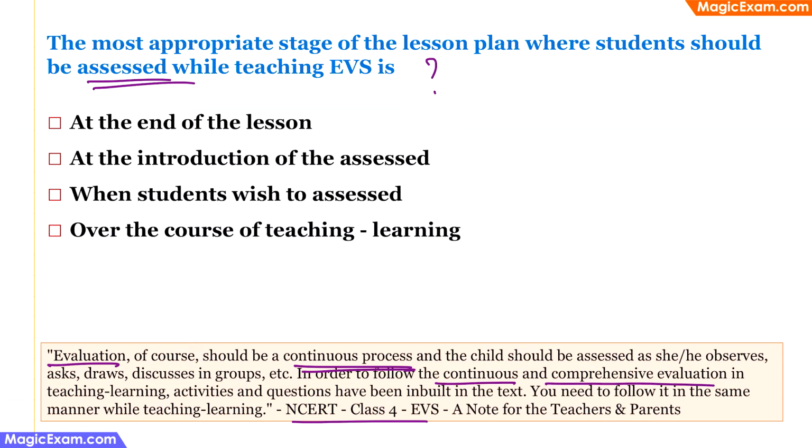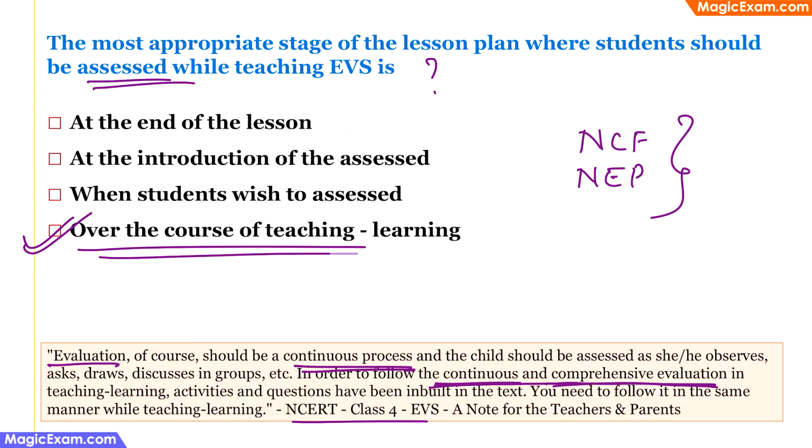So this is where the evaluation is not just done in a monthly test or a quarterly test or an annual exam. This is where the assessment of the students is done throughout the entire teaching and learning process. So this has to be the correct answer. And even if you read other documents like the NCF or the NEP, even in these documents, there is an emphasis given on continuous and comprehensive evaluation. So not only for EVS, but for all subjects, the evaluation of the students should happen throughout the teaching and learning process. Therefore, this is the correct answer.